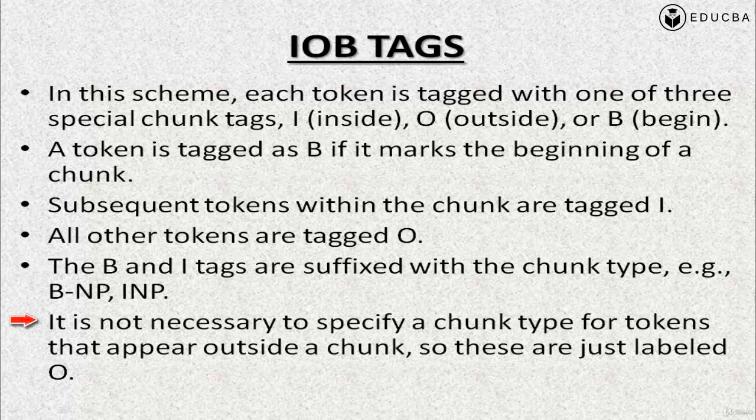So it is not necessary to specify a chunk type for tokens that appear outside a chunk. These are just labeled O. Those tokens which appear outside a chunk, we represent as O, which means they have no chunk type. Okay, so let's see one example.